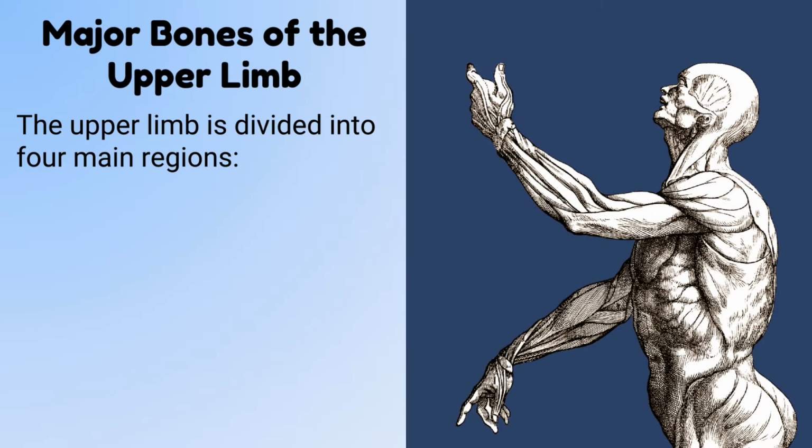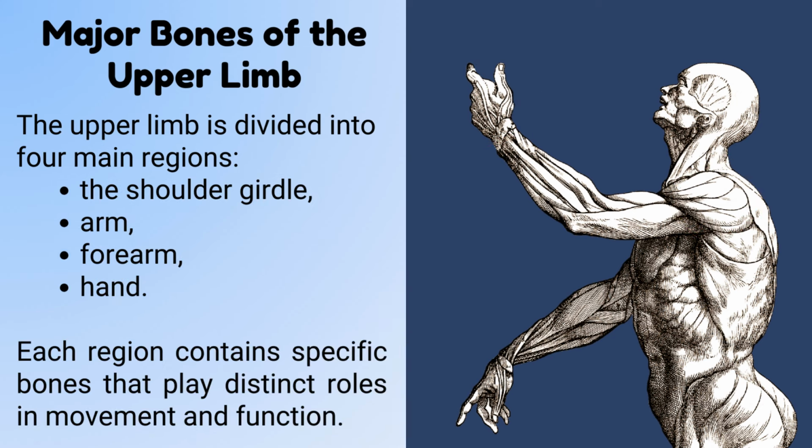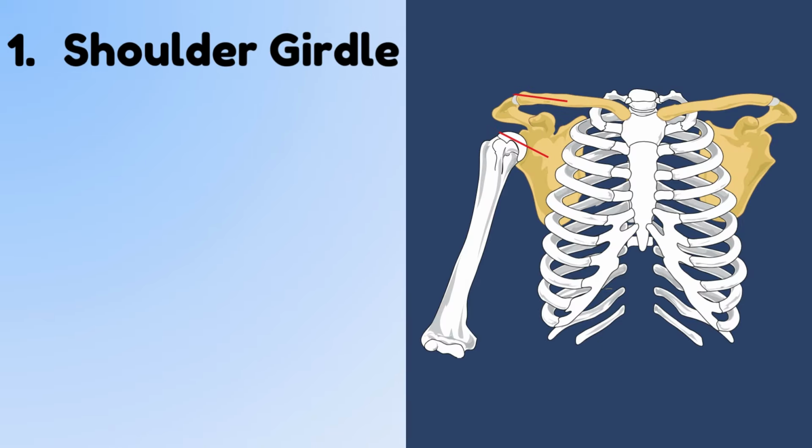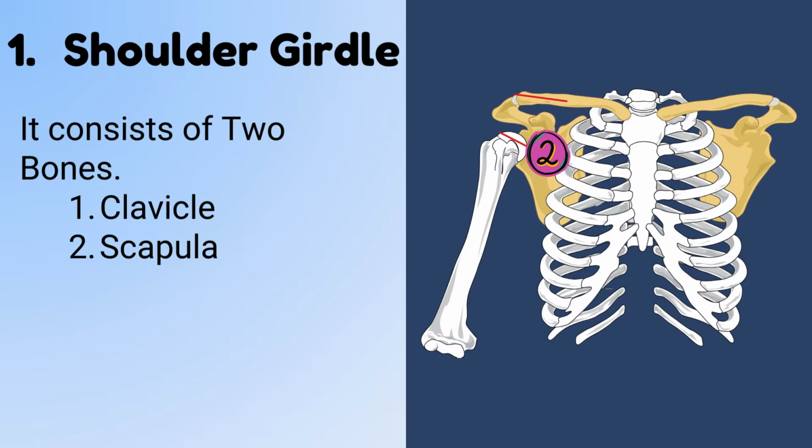Major bones of the upper limb. The upper limb is divided into four main regions: the shoulder girdle, arm, forearm, and hand. Each region contains specific bones that play distinct roles in movement and function. First, we will see the shoulder girdle. It consists of two bones, clavicle and scapula.